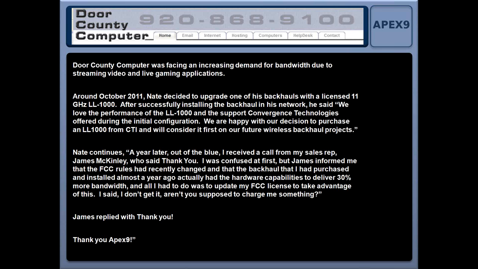So for people out there with Apex 9 radios in the 6 and 11 gigahertz band, you are just going to be able to get a free upgrade on your hardware once you change your FCC license. For others who have products from different manufacturers, we can't say how they're going to handle it, but hopefully you'll also be able to benefit from this change by getting more bandwidth on your existing links without having to spend more money.